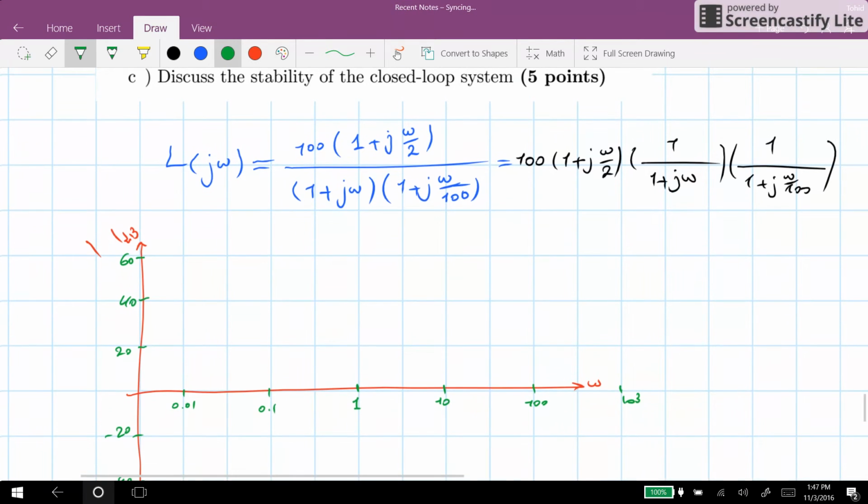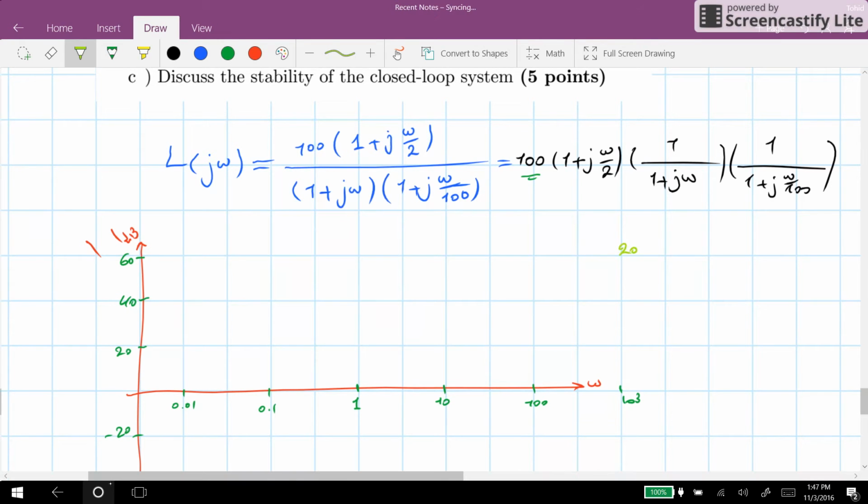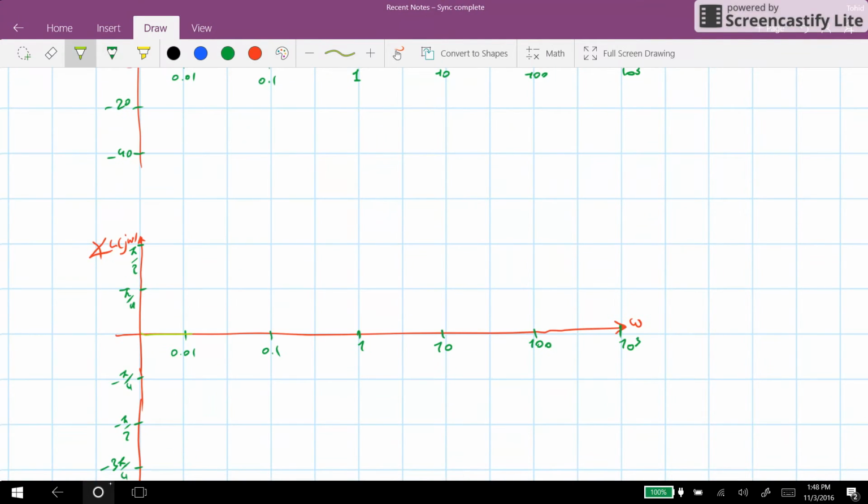All right, so let's get started with the first term here, 100. For the amplitude, we have 20 logarithm of 100, which is equal to 20 logarithm of 10 to the power of 2, which is equal to 40 decibel. And the phase of 100 is equal to 0 all the time. So this is the amplitude of 100 in terms of decibel. We can draw it: we have 40 decibel constant value here, and 0 degrees constant for the phase.